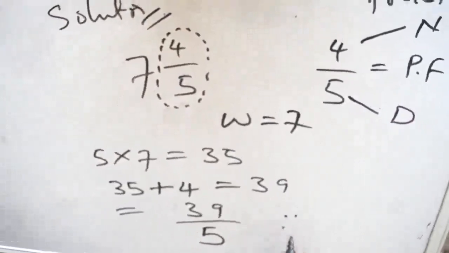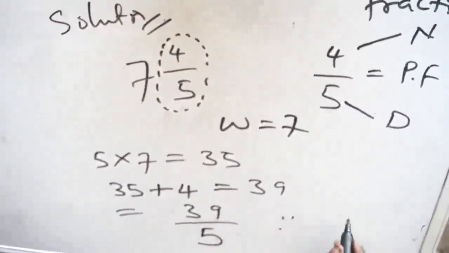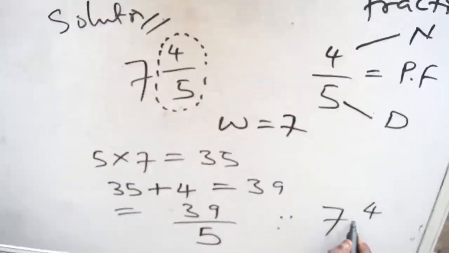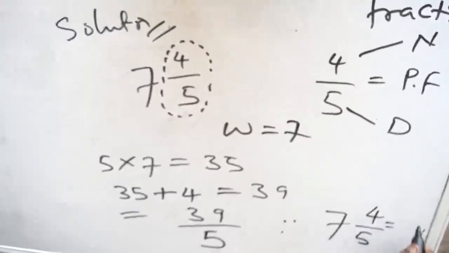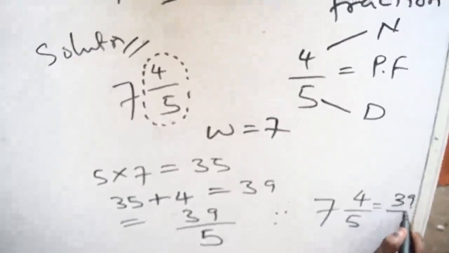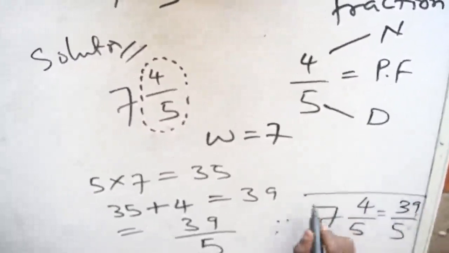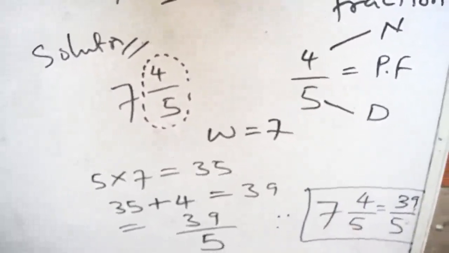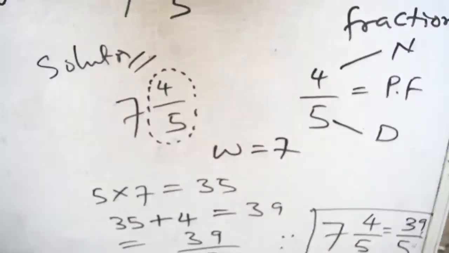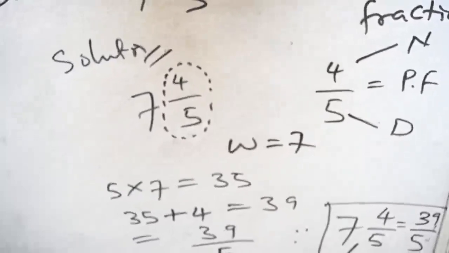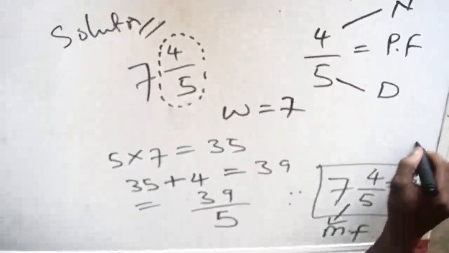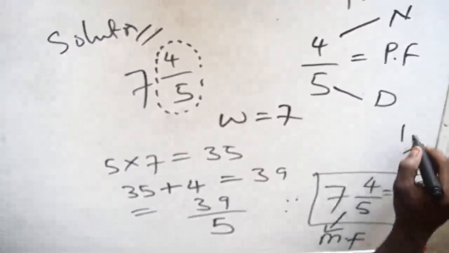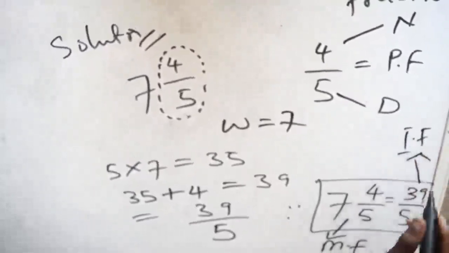So in a nutshell, 7 whole number 4 all over 5 is the same as 39 all over what? 5. They are the same, but they exist in different what? Forms. Here we have mixed fraction, and here we have improper fraction.